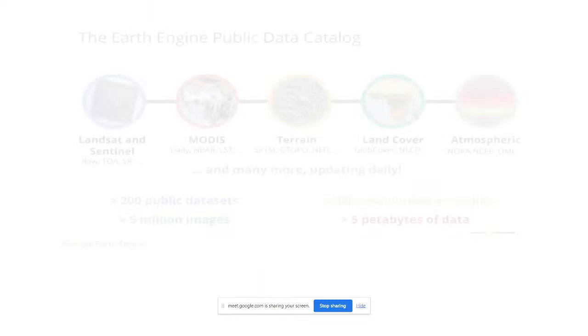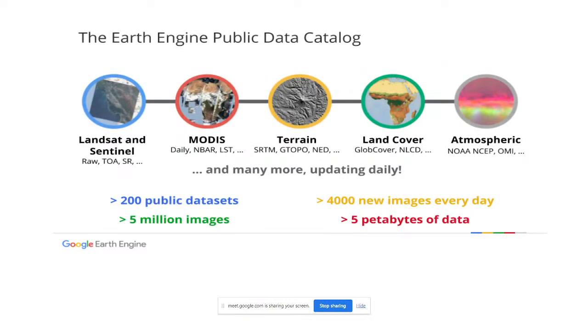So let's go. In the previous class I also discussed the public data catalog. Google Earth Engine has a vast public data catalog. In this catalog, we can easily access a lot of satellite imagery such as Landsat, Sentinel, MODIS, terrain, land cover, and atmospheric datasets, and these datasets are updated daily.